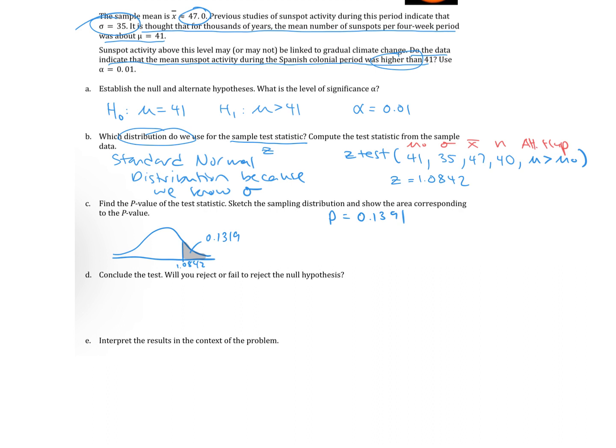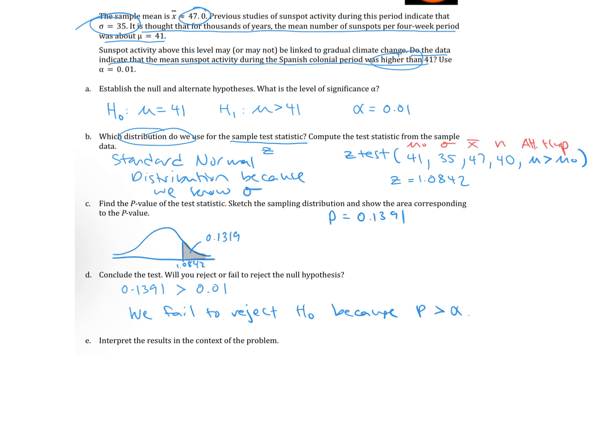And so in Part D, conclude the test, will you reject or fail to reject the null hypothesis? Well, we are going to fail to reject because p, 0.1391, is definitely greater than 0.01. It needs to be less than that value in order to reject the null hypothesis. So we fail to reject h sub 0 because p is greater than alpha.